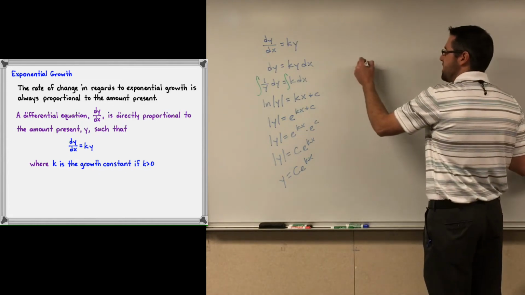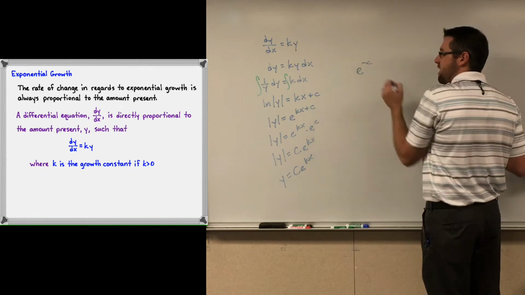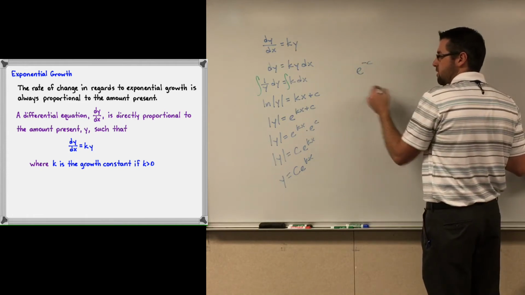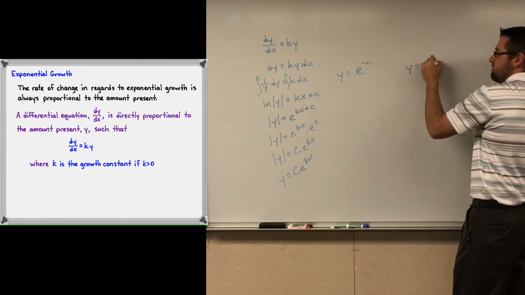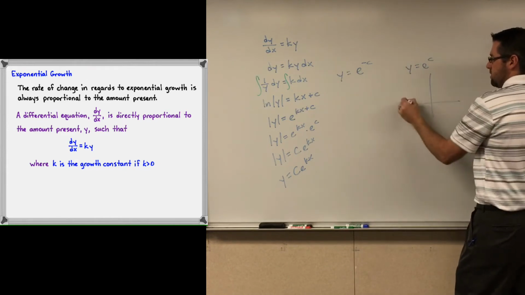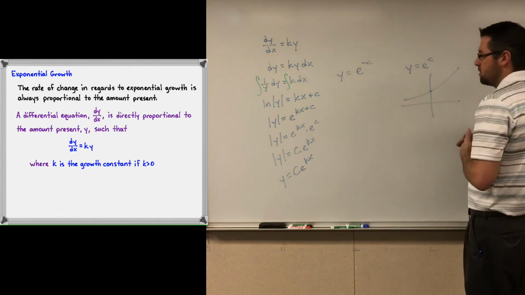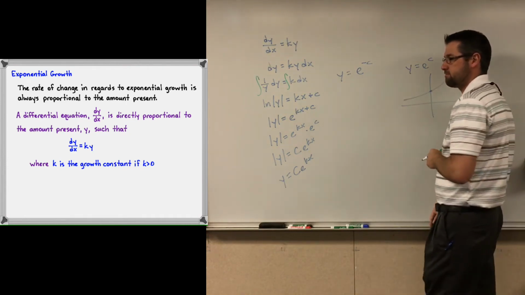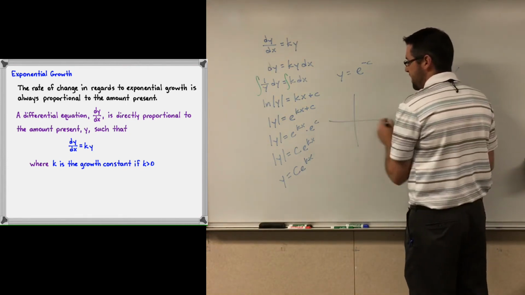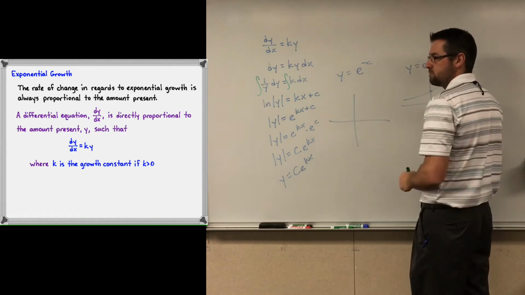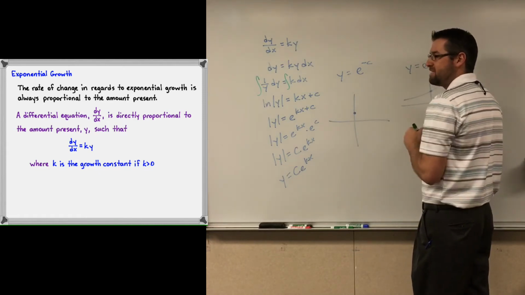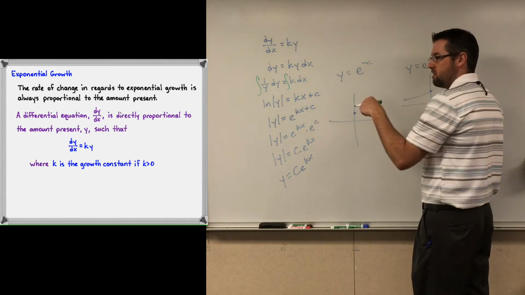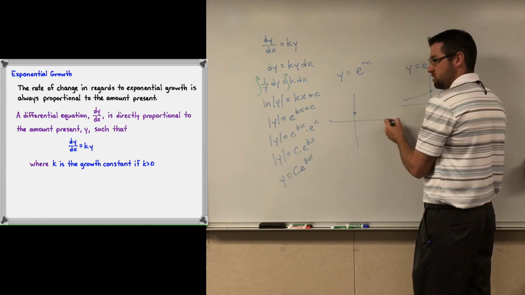If I said e to any negative value, what does that graph look like? Y equals e to the negative versus y equals e to the positive value. This is like that, right? What's negative? Plug in some values. Plug in 0, you get 1. Plug in infinity. E to the negative infinity is 1 over e to the infinity, so 0. So it's not 0, it's approaching 0, right?